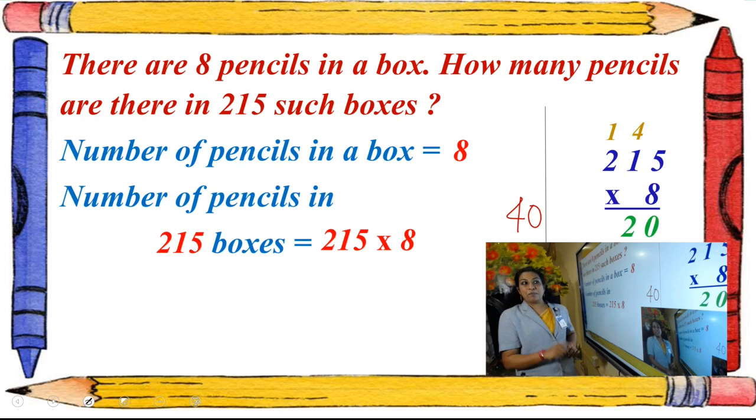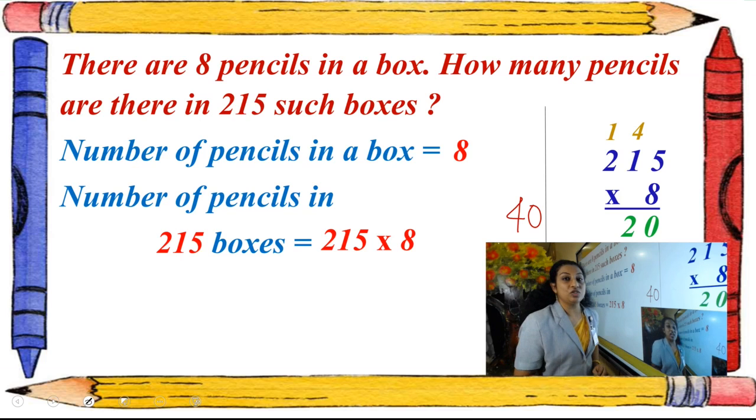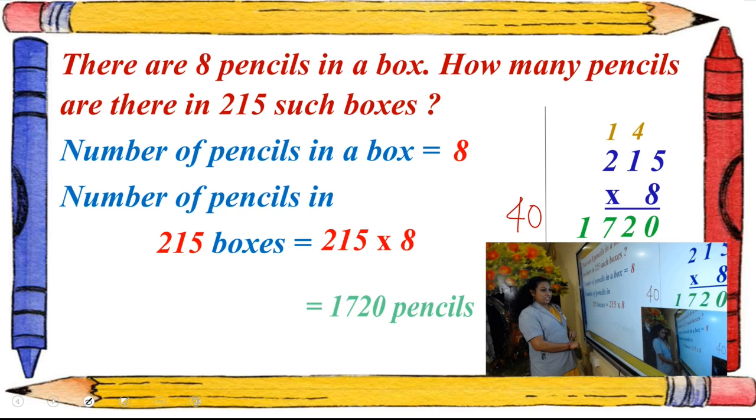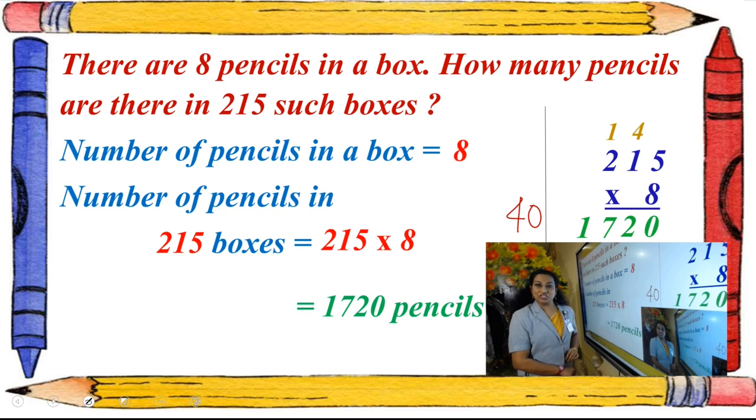Now, third step is multiply 8 and 2. 8 twos are 16. 16 plus 1 carry over. 16 plus 1 is 17. So, our answer is 1720 pencils. All of you understood?